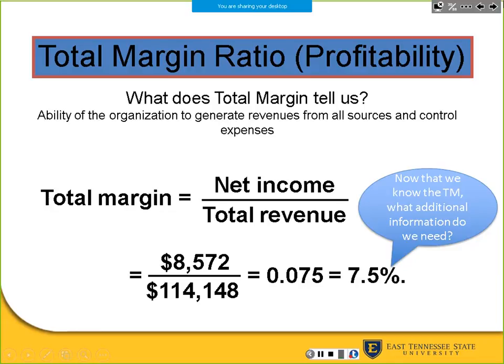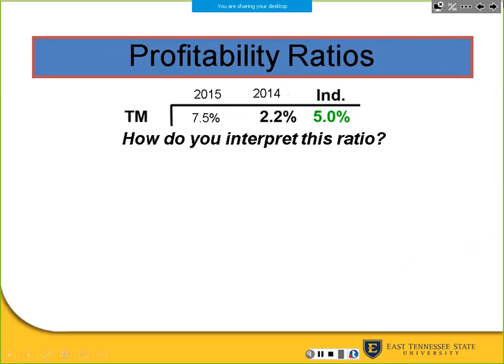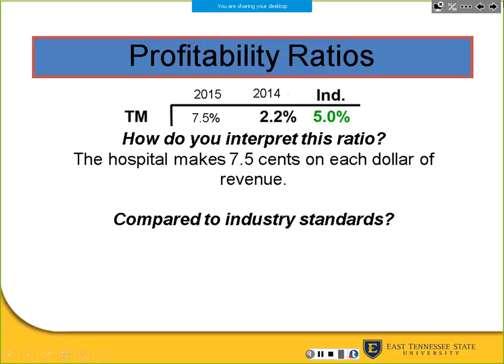We said, well, great, 7.5%. What does that really mean? So what do we need to make this ratio beneficial to us or give us some insight? What are those different things that we might need? Yeah, so we said there's two things, right? We need comparative analysis, we need data trends over time. So our total margin, 2015, 7.5, 2014, 2.2, the industry standard is 5.0. So how would we go about interpreting this ratio?